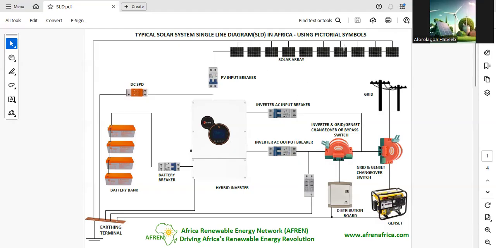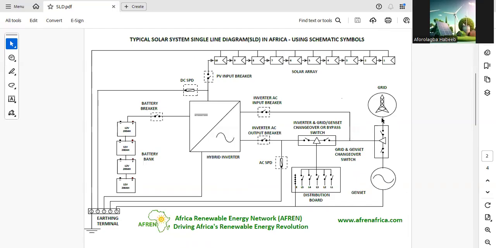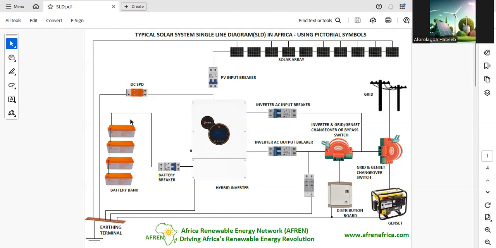These make use of pictorial symbols. Single line diagram. You can see it's a single line. Look at the supply from the grid. Supply from the generator is a single line. Look also at this. I'm using schematic symbols here. That is different. Look at the batteries here, 12 volts, 200 Ah. They are schematic symbols. It's different from this one. That is a pictorial symbol.